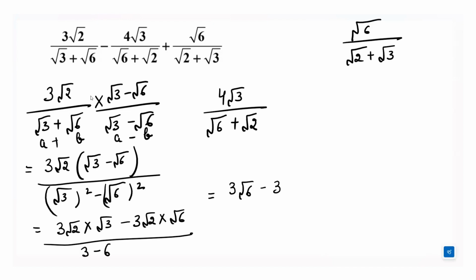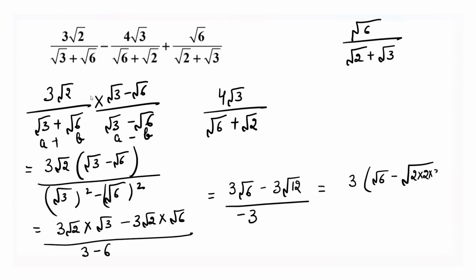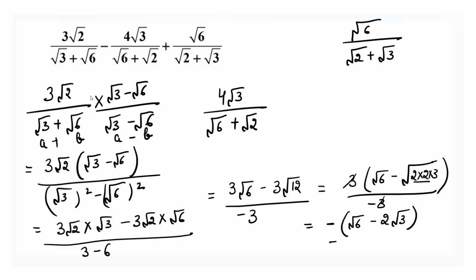minus 3 root 12 over negative 3, which is equal to 3 we can take common, root 6 minus root 12, which can be written as 2 into 3, over negative 3. So we can simplify it. We'll get a negative sign; we can put it outside the numerator place. Now since it's a pair of 2, we'll write down 1, 2 outside and we get 2 root 3.